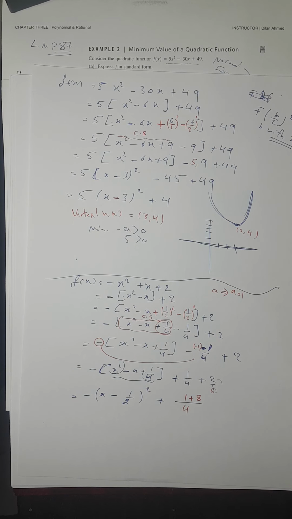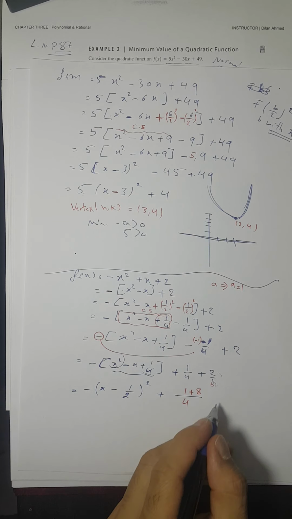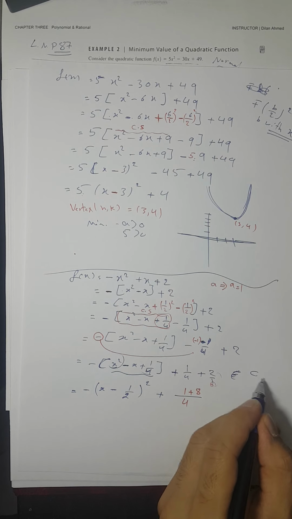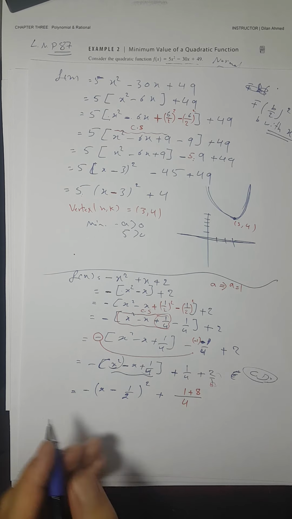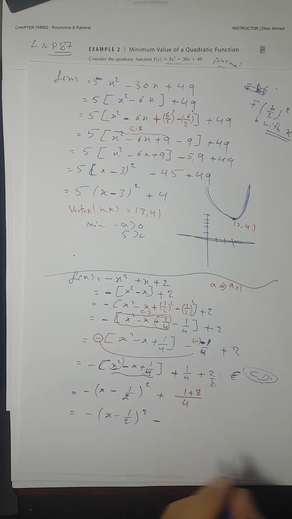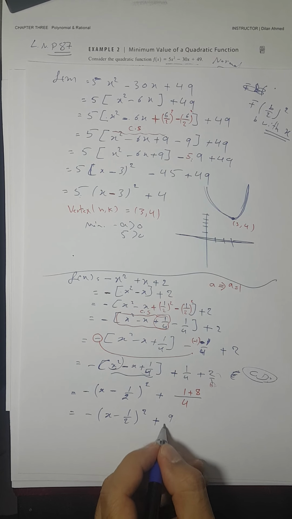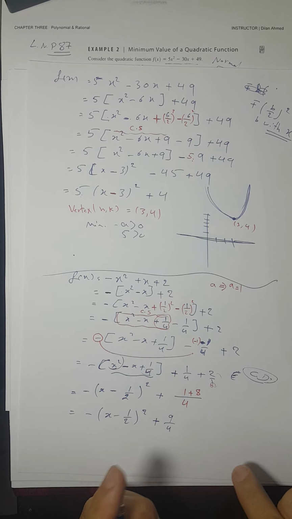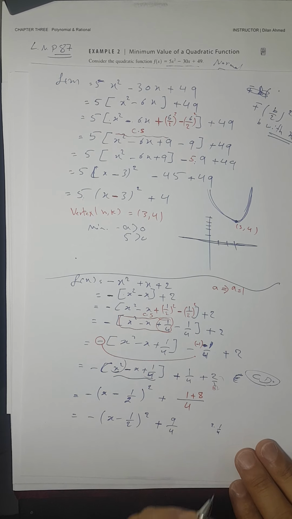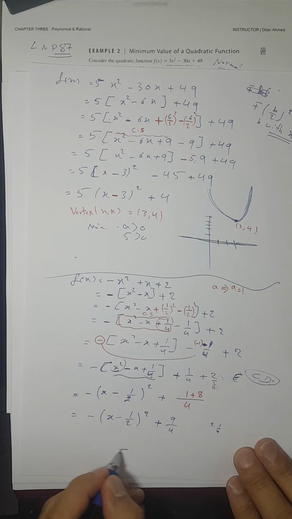We deal with this one as the case for the common denominator. So please review your chapter 1. So I get what finally? X plus 1 over 2 square plus 9 over 4. So how do we deal with this one? 9 over 4 is equal to 2 and 1 quarter. 2 and a quarter. So I will get what?